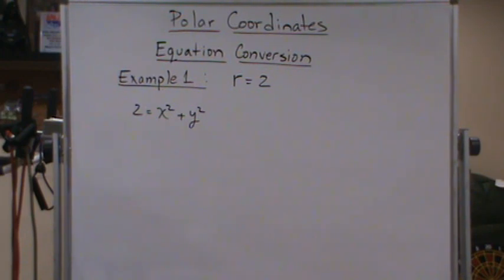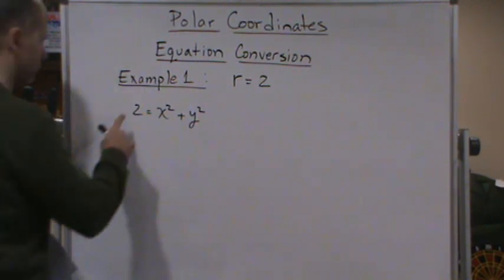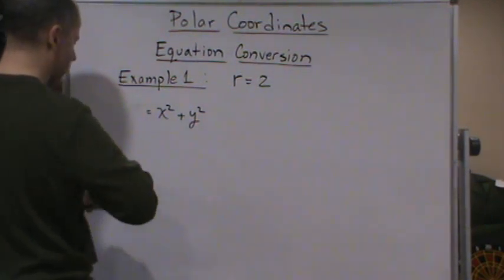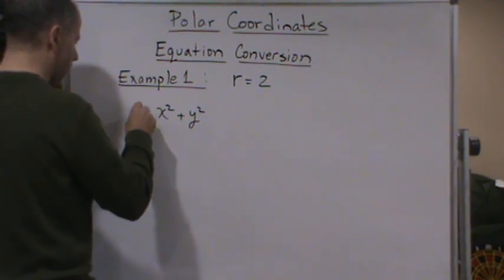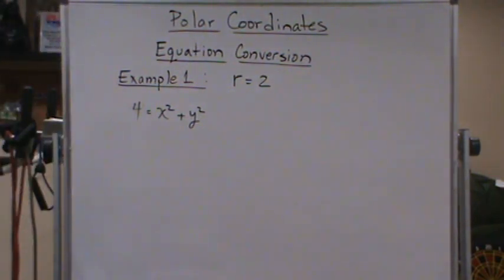And so what does this represent? R squared. So this is going to be 4. So it represents a circle, right? A circle centered at the origin with a radius of 2. Right? So that was pretty easy. That was pretty straightforward, right?